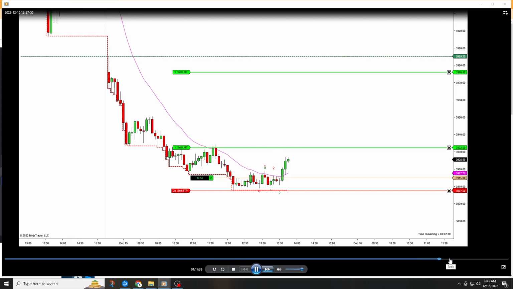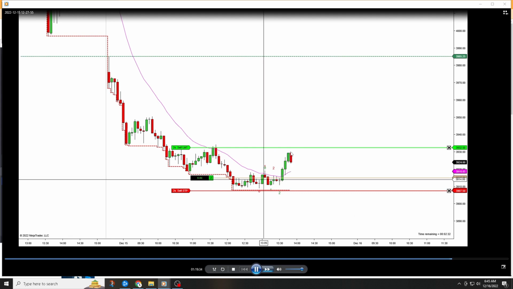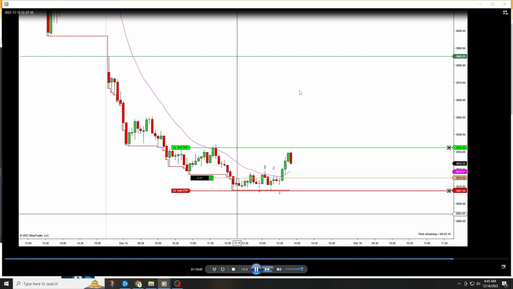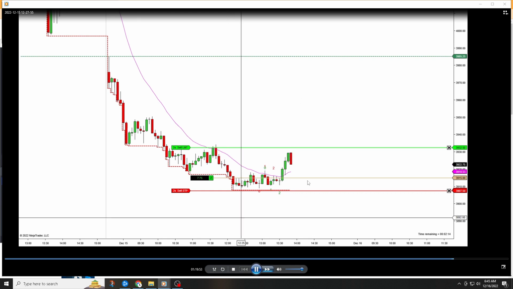So now we have a tight bull channel, so you're going to get at least 2 legs up. Doesn't mean that you're going to get 2 legs like here's 1 and then 2. It means you're going to get 2 legs.